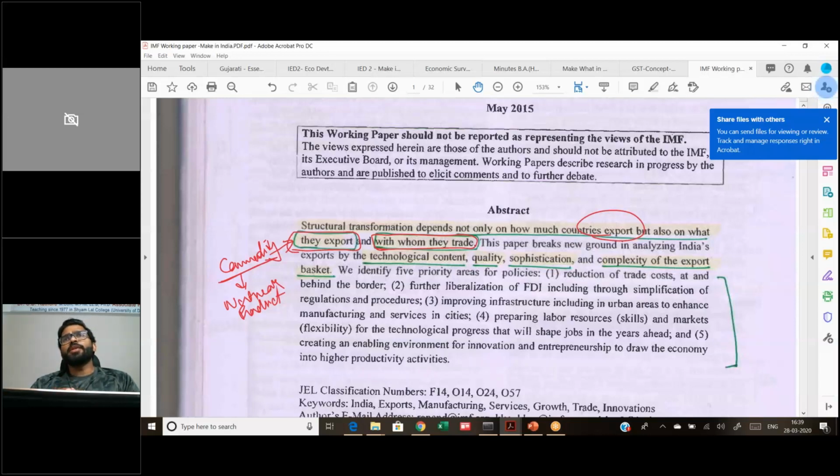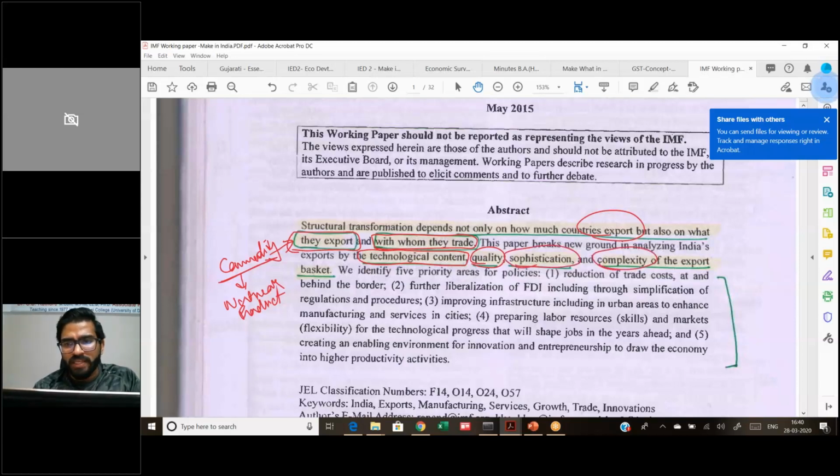And eventually, when you're going to answer a particular question in your final examination, you can cross-use both these readings. So you can use the concept of network products, but you can also use the arguments given in the working paper. Now let us see what all concepts have been introduced. This reading is going to talk about the technological content in the exports. It is going to talk about the quality of exports, the sophistication, the complexity.